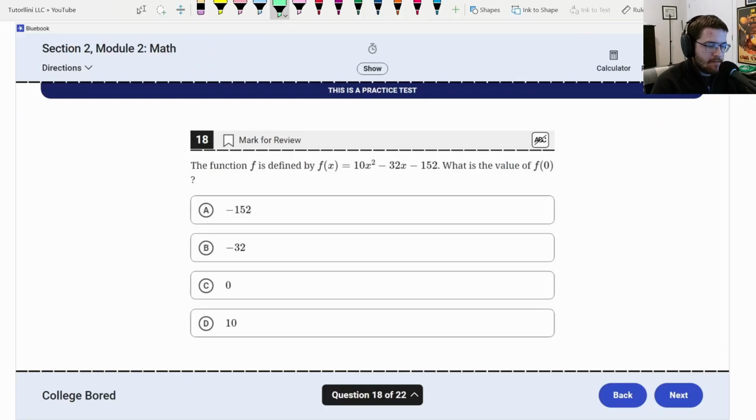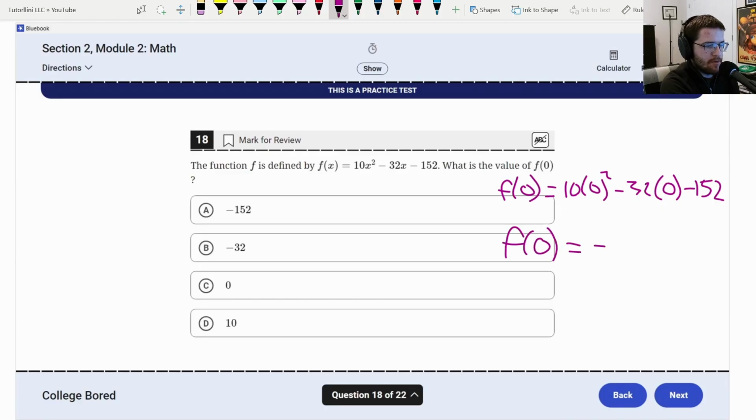Okay, question 18. So just like the one we did a question or two ago, we're going to replace all the x's with what's inside that parenthesis, in this case 0. So 10 times 0 squared minus 32 times 0 minus 152. And 0 times anything is just 0, so these guys both kind of go away. And we're just left with f of 0 equals negative 152, which is answer choice A. We can also do this one entirely on Desmos, so let's go do that.